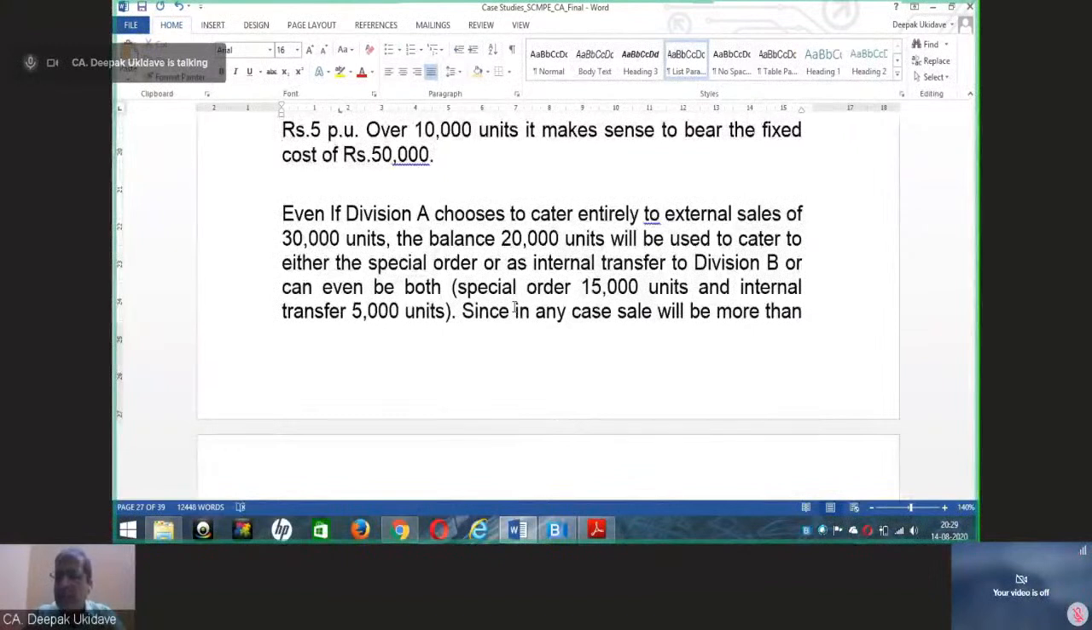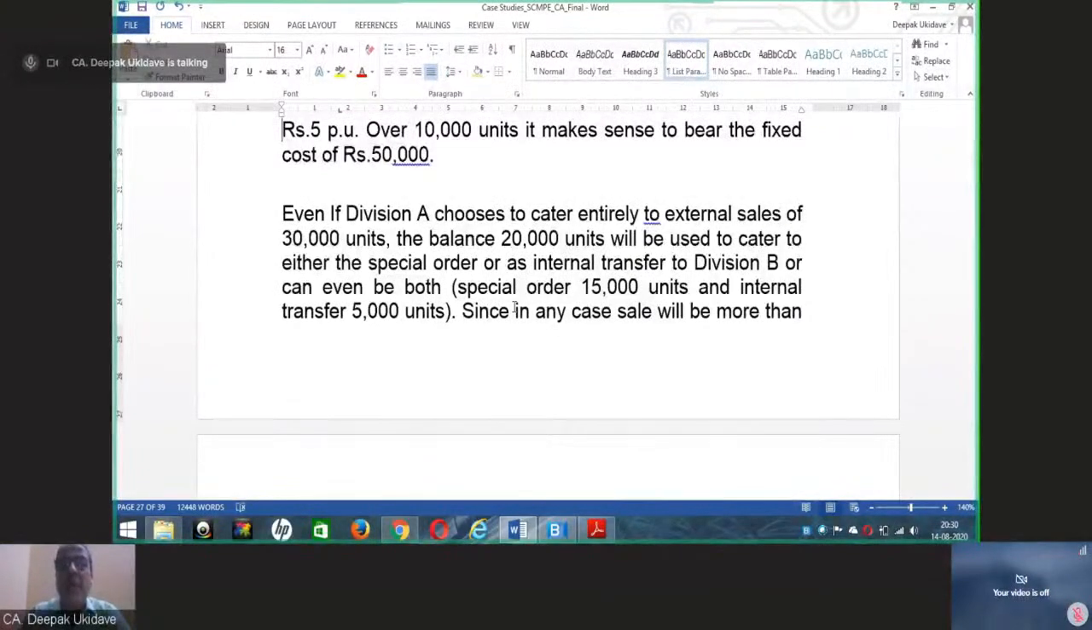Please try to recollect the last question. In the last question, it was very categorically given what is the profitability of each division and the company's profitability in the current scenario. Point number 1, in today's context. Scenario 2, in case the external supplier is supplying at 47 rupees, what is the profitability of each division and the company? That was scenario number 2.